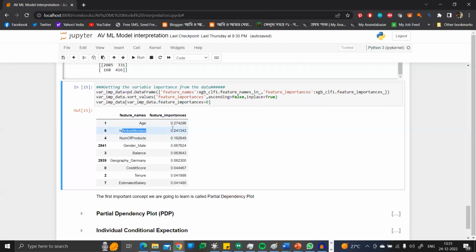Active member, this feature is giving around 24% contribution. Okay, number of products, like 16% it is contributing. So these are the higher ones. Apart from that, we have whether the gender is male, so this is also contributing. Whether the balance, it is also contributing. Till now, we have got to the point that the data scientist also had so far.